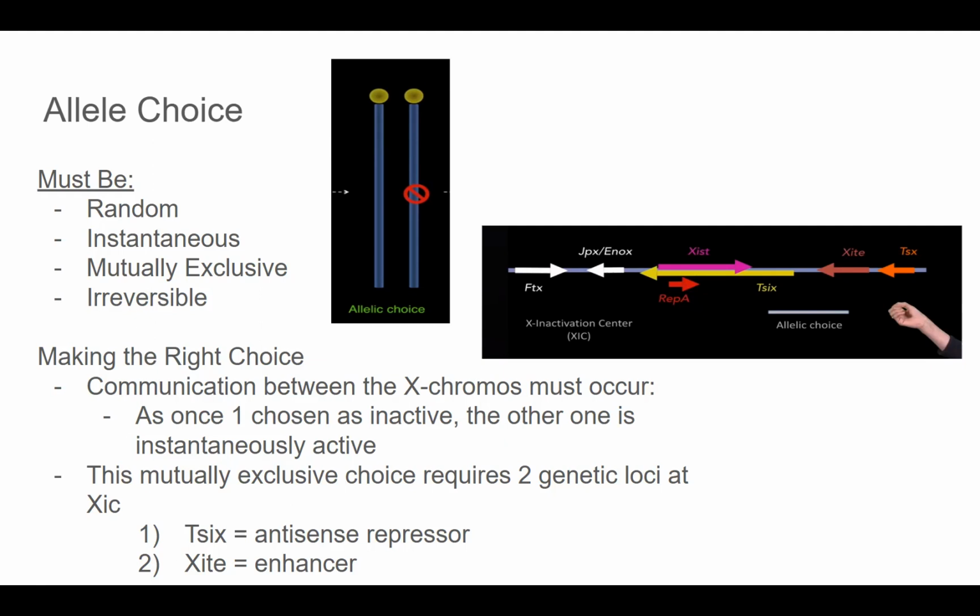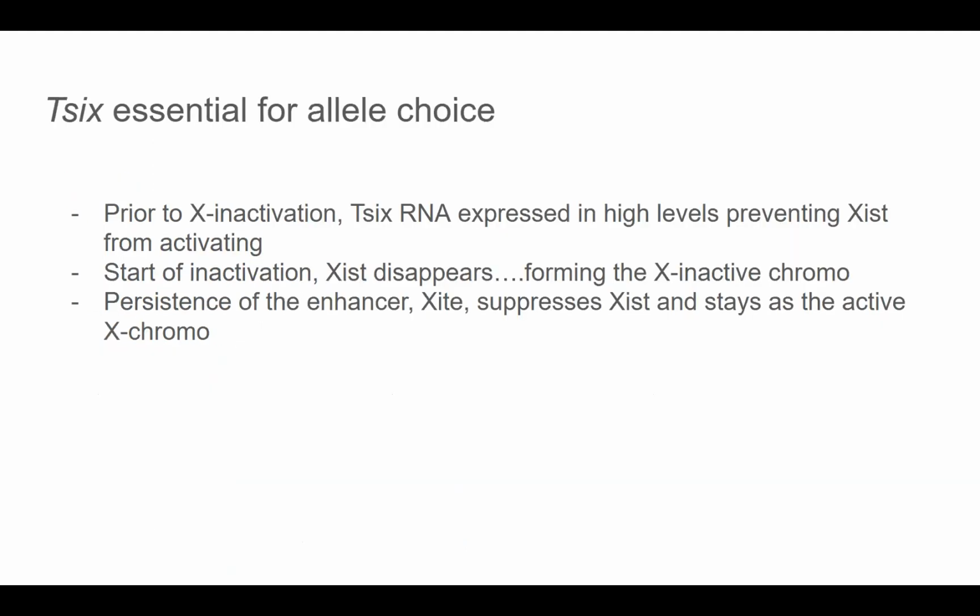So the Psi-X is the antisense repressor, and it is right here in yellow. And then the X-site is the enhancer, which is right here. They're very close to each other, and they form the allelic choice. So what we found out is that Psi-X is very essential for the allele choice. Prior to X inactivation, Psi-X RNA is expressed in high levels, preventing X-cyst from activating. Once inactivation starts, Psi-X disappears.